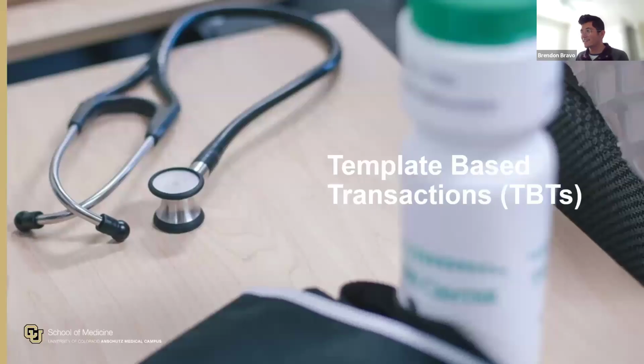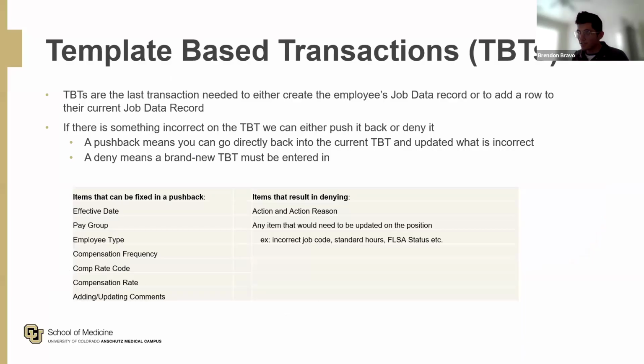Sweet. So next we're going to move on to template-based transactions. TBTs are usually the last transaction needed to either create the employee's job data record or add to their current existing job data record. So with TBTs as well, you'll want to make sure everything we did in the position is done first before you do your TBT, because a lot of the information that's on the TBT feeds from what the position is. So always make sure your position is correct before you start doing a TBT.